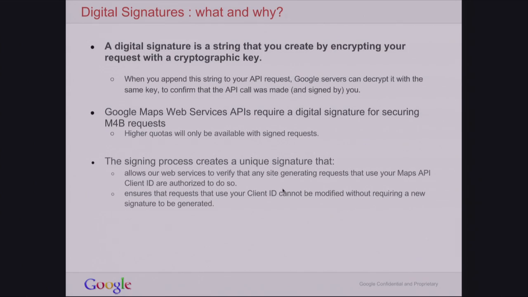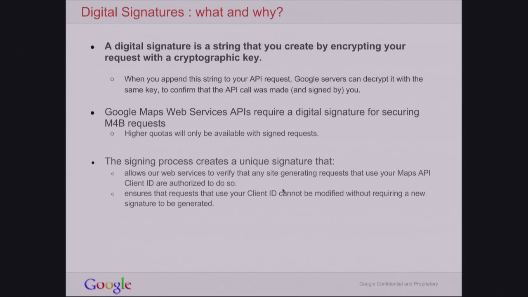For web services, we send these requests along with a digital signature, and a digital signature is a string that you can create by encrypting your request with the cryptographic key that is provided in the welcome letter. What happens is that when the Google servers receive this request along with the signature, we will use the same cryptographic key to decrypt the request and make sure that you've used the cryptographic key that was provided to encrypt the original request in the first place.